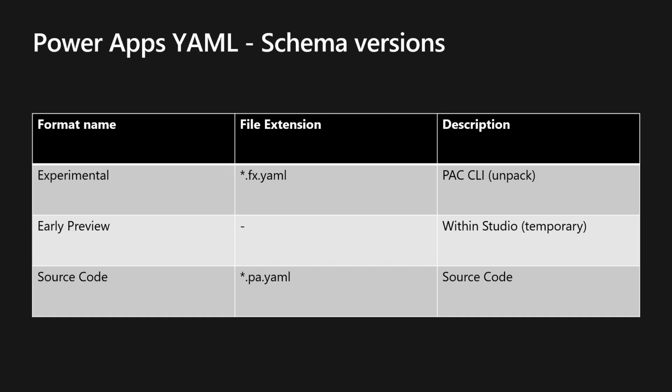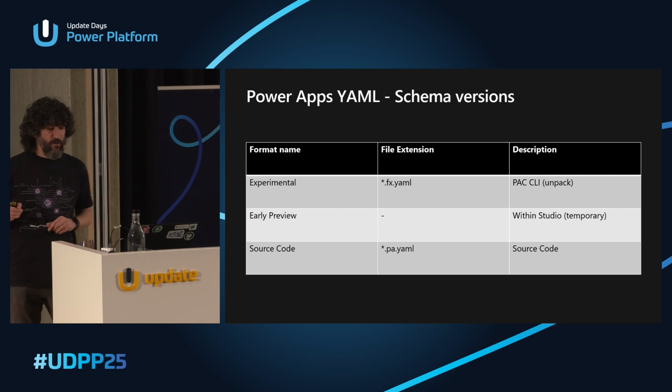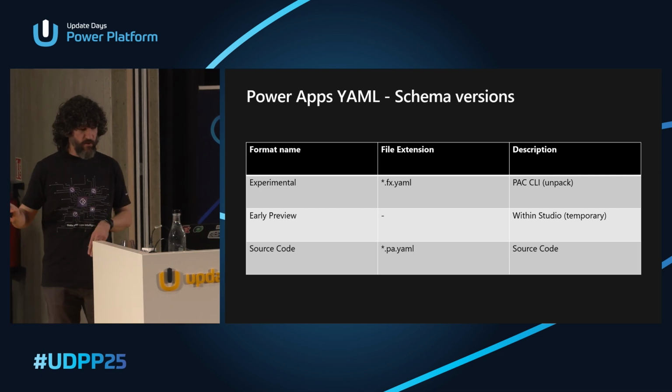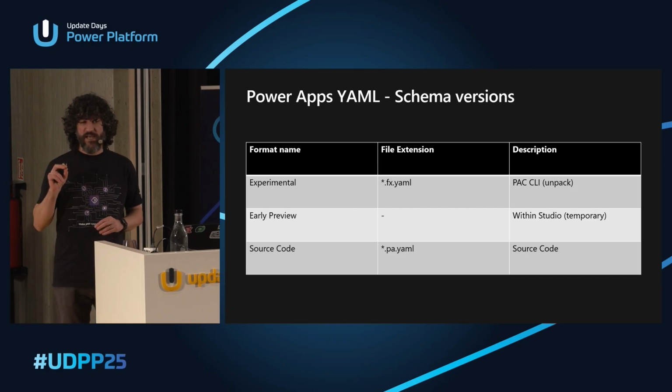And I need to talk about the schema versions because we have these differences. As I said, the experimental one is fx.yaml. Don't use that. We don't support a conversion. There is no direct conversion from fx.yaml to pa.yaml. If you have this in your source code, convert back to MS App, import to Power Apps, and then you will have the pa.yaml file there in the Maker portal.